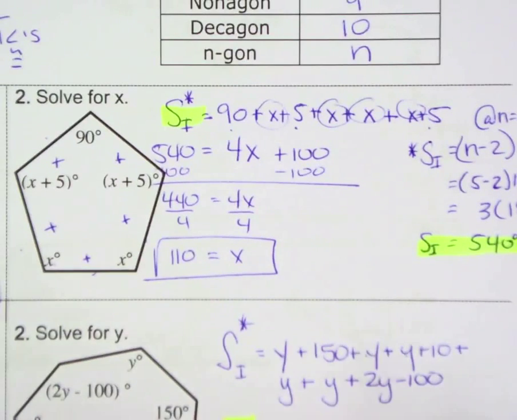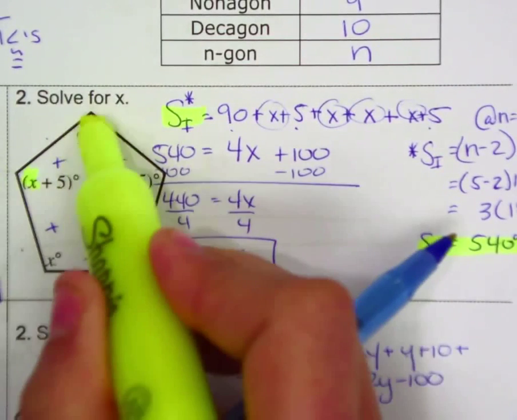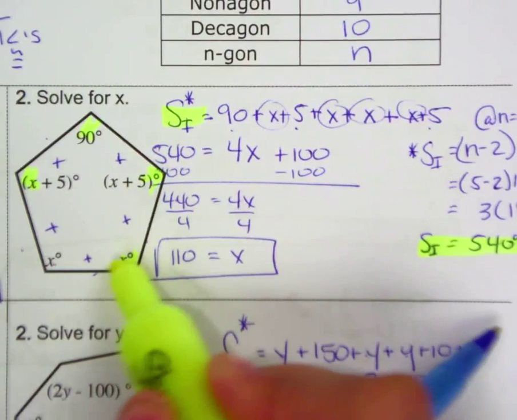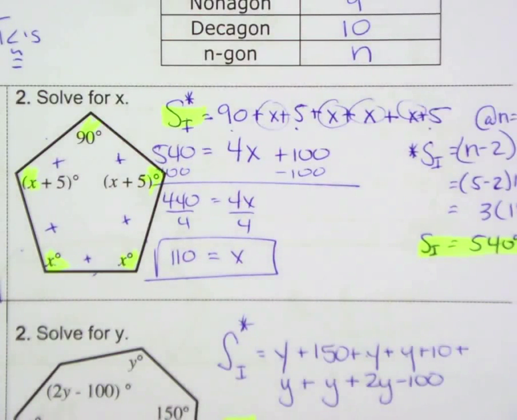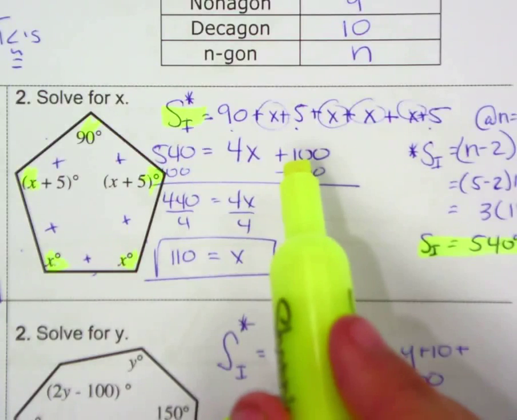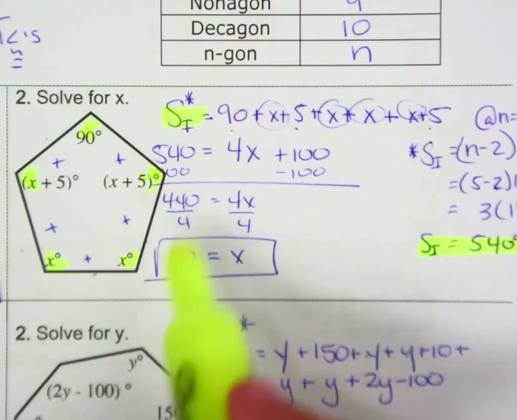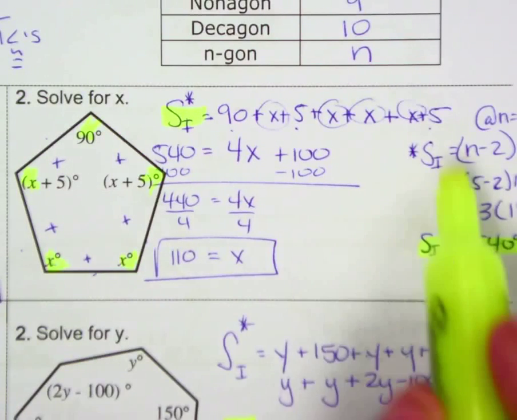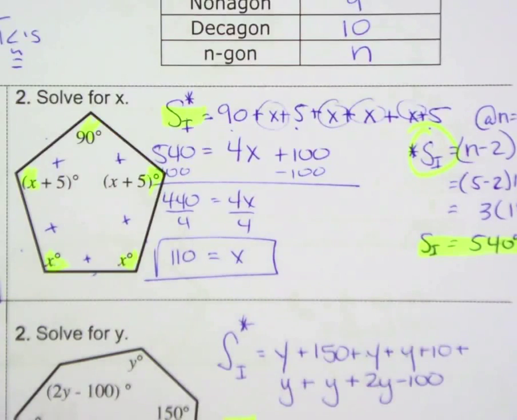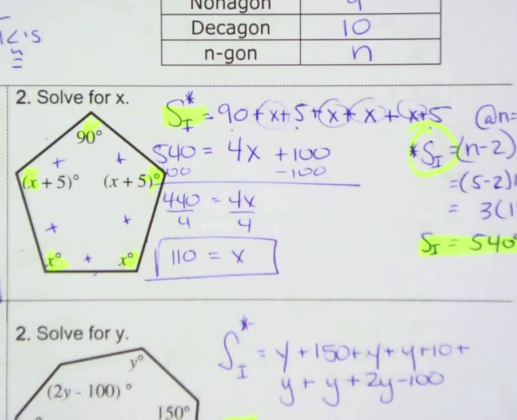So just to review that again, I can add all these up to figure out what this angle plus this angle plus this angle plus this angle plus this angle equals, which was 4x plus 100. But I also need to know what those actually sum to, so I had to find the sum of the interior angles so that I can solve for x. Again, if this is confusing, make sure you rewind and play it again.